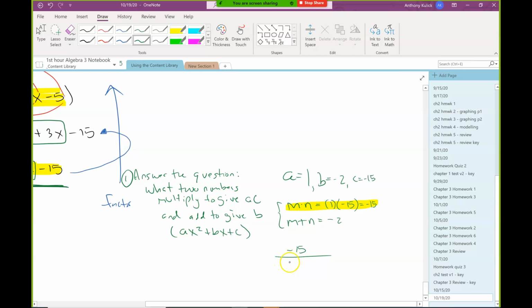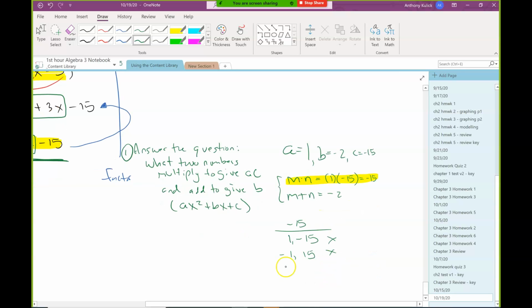So numbers that multiply to give me -15, well, there's 1 and -15, but those don't add to give me -2. There's -1 and +15, but those don't add to give me -2. There is 3 and -5, and that's the pair that I need. Is everybody okay with that?